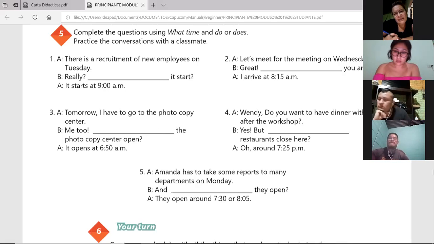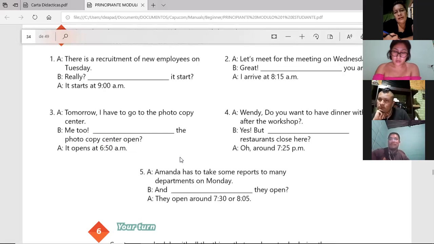Y ahí, it opens. It open at 6:50. Eso es lo que me cuesta. Ok. 60. Ya lo vamos a repasar, no me preocupe. Yes. Ok. AM. Good. Number 4, please.